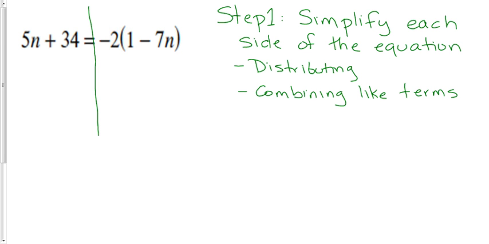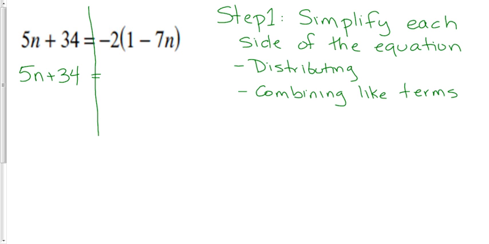So start with the left side of our equation. There's no parentheses here, so there's nothing to distribute. And then our two terms are different terms, so there's no combining like terms. There's actually nothing we can do here on the left side. It's already simplified, so we can go ahead and write 5n plus 34. We're just rewriting it. Doesn't change.